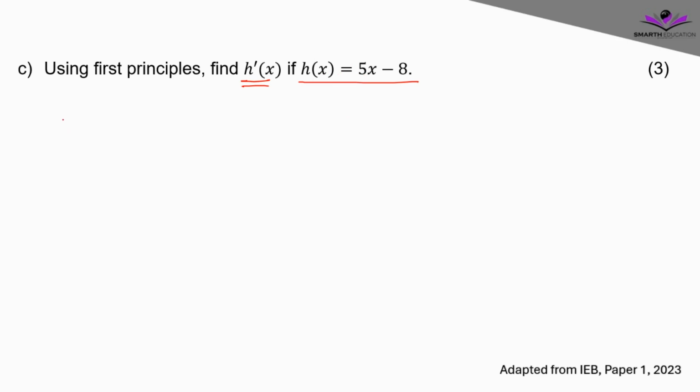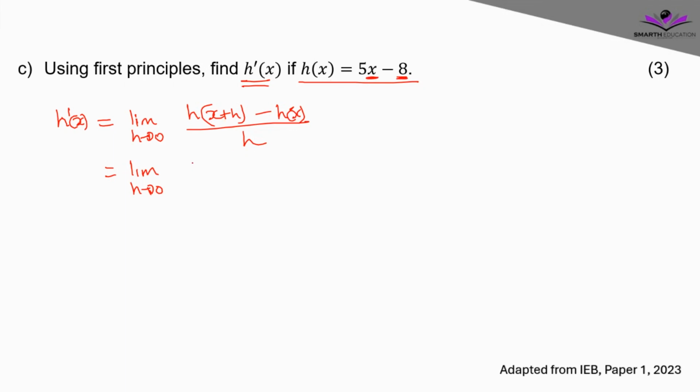We have our formula, so h prime x, which is the derivative of h of x, is the limit as h approaches 0 of h of x plus h minus h of x, all over h. The limit does not disappear; it will only disappear after substituting 0. So for h of x plus h, where there is x, you put x plus h. Please don't forget even this one.